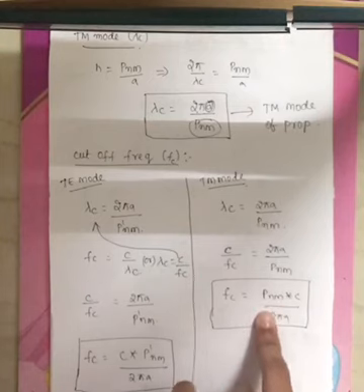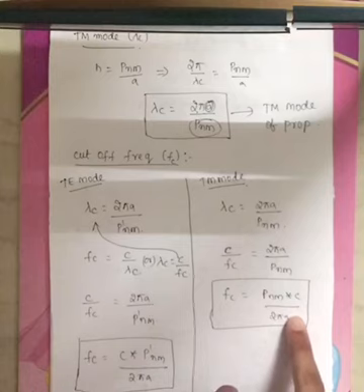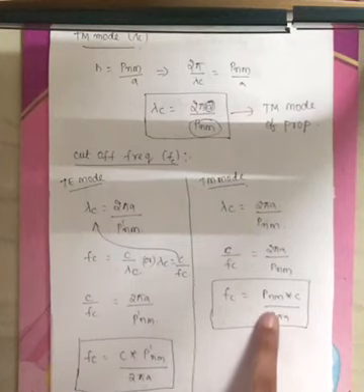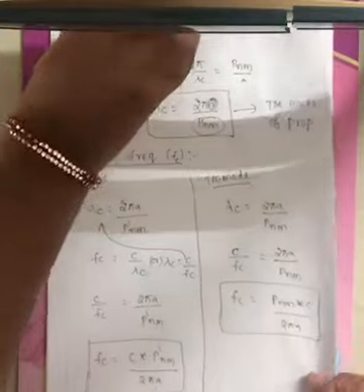This will be mentioned in the problem. Into c. c is nothing but the velocity of light, that is 3 into 10 power 10 centimeter per second, or 3 into 10 power 8 meter per second, divided by 2 pi a. Pi value is 3.14, anyhow you know it. Now where a is the radius of the circular waveguide. Now these are the expressions of cutoff wavelength and cutoff frequency, right?